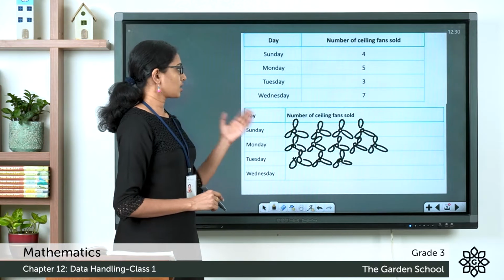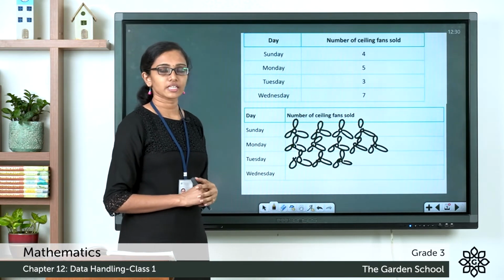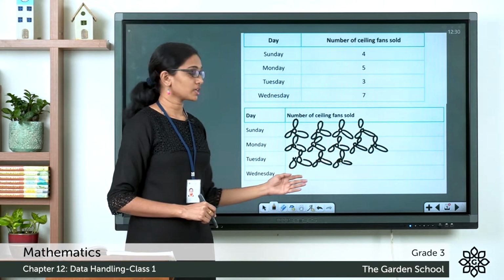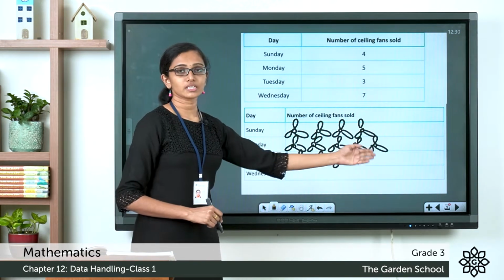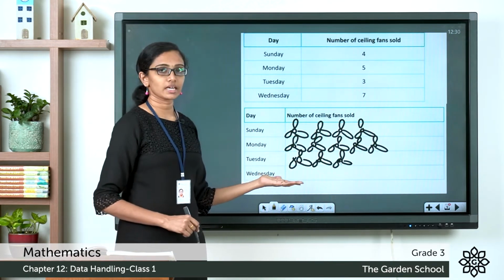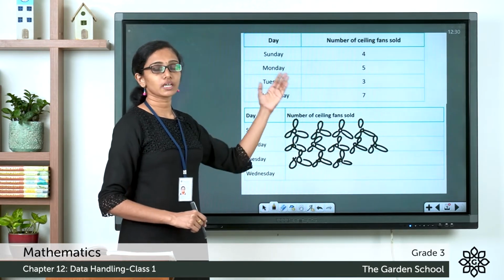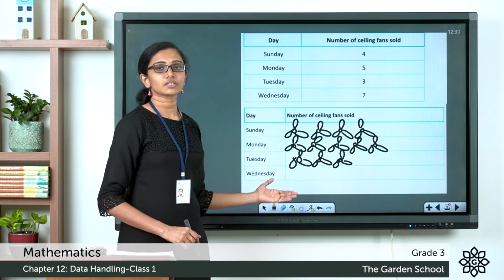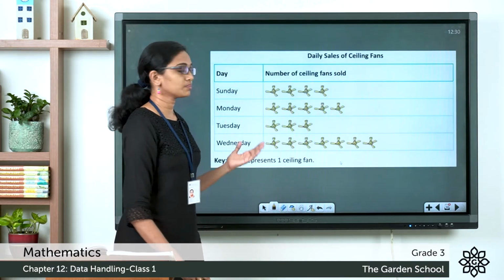3. On Wednesday, 7 ceiling fans were sold. So how many images or symbols do you need to draw here? You need to draw 7 images or symbols corresponding to Wednesday. And at the end, you have to give the pictograph a title, and also describe the key below the pictograph.